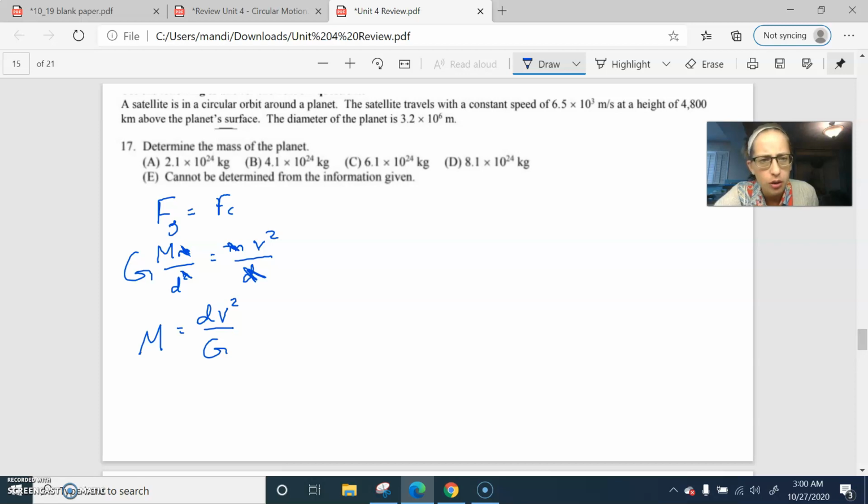If you didn't watch the last video, this is how you do that. We've got our planet. There's some radius of the planet. And there's some additional height above the surface that the satellite is orbiting around. The radius, we need to take this diameter and divide it by 2 to get 1.6 times 10 to the 6 meters.